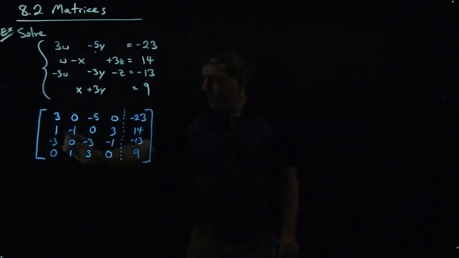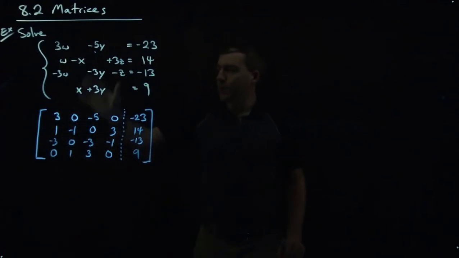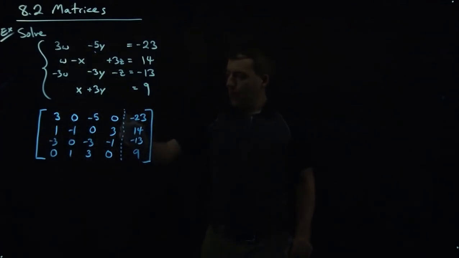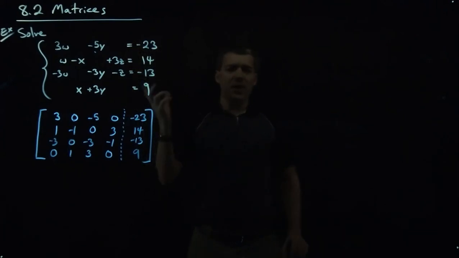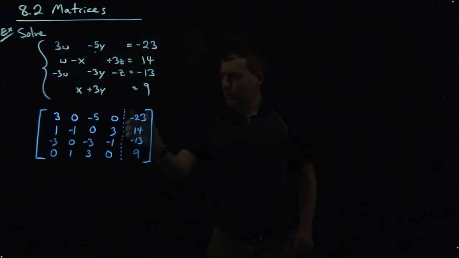I mentioned this is the coefficient matrix. This is the coefficients of all the variables. And then we have the little divided line here. This is the augmented part of the matrix. This would be the coefficients, and this is the part that is what's on the other side of the equal sign. So these constants over here.